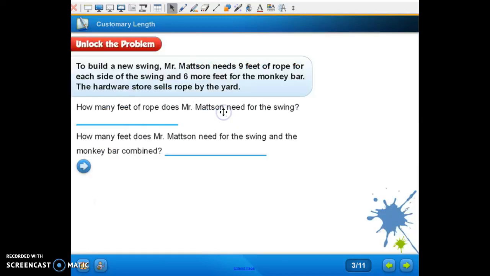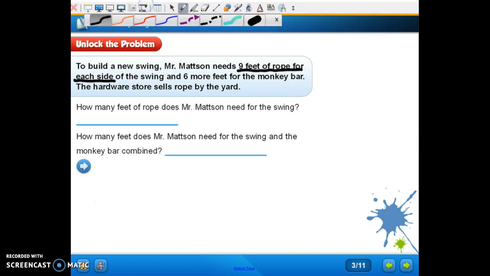Here we go. To build a new swing, Mr. Matson needs 9 feet of rope for each side of the swing. That's the key right there. Did you notice what it said? 9 feet of rope for each side of the swing and 6 more feet for the monkey bar. The hardware store sells rope by the yard. How many feet of rope does Mr. Matson need for the swing? He needs 9 for one side, 9 for the other side, and then 6 more for the monkey bar.